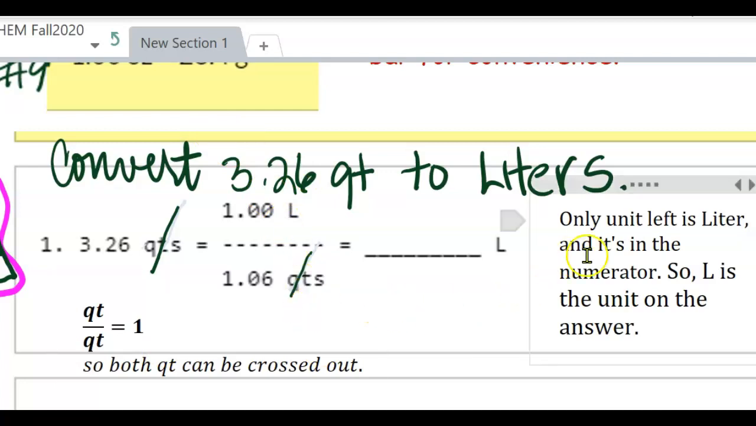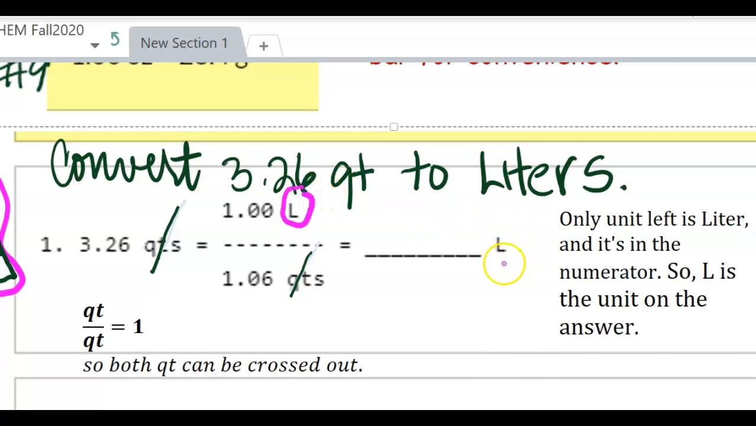All right, so it goes in the problem. Now with your calculator, I want you to see that this shows us that we are going to take 3.26 and divide it by 1.06. Because when you multiply something by 1, it's the same number, isn't it? So this shows us that this is a division problem. 3.26 divided by 1.06, and the unit that is left is liter. All right, so do that calculation now on your calculator.